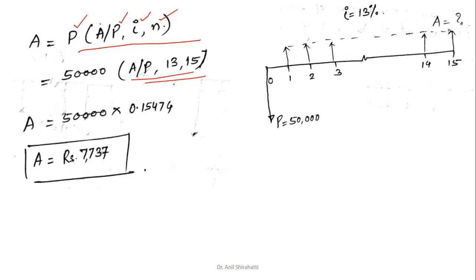So the constant value, if you find it using the graph, is coming as 0.15474, and the value for A is around 7,737. So that's 50,000. If I invest at an interest rate of 13%, every year I can withdraw an amount equal to 7737, and at the end of the 15th year nothing is left in the bank, so it is a closed account. So this was the relationship between present worth and the constant annuity amount.